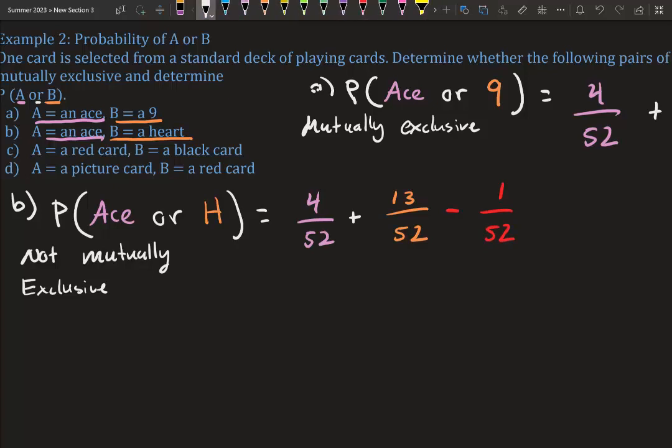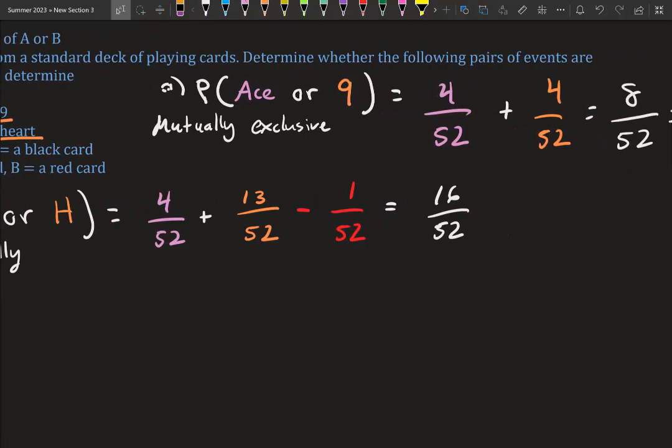So because of that, we can go ahead and keep simplifying. 4 plus 13 is 17. 17 minus 1, we get 16. So that's 16 over 52, which we can simplify because 16 and 52 are both divisible by 4. So we can divide by 4, and when we divide by 4, we get 4 over 13.